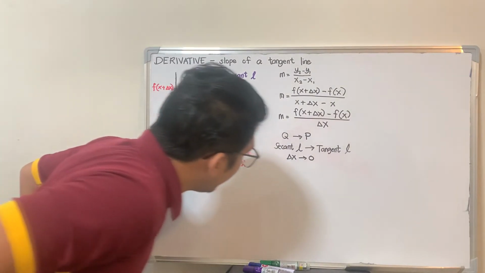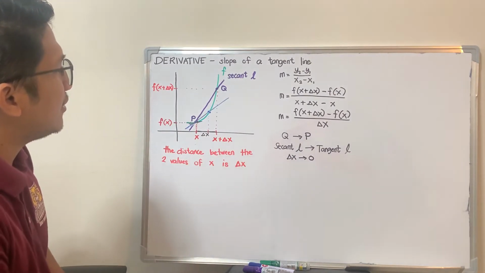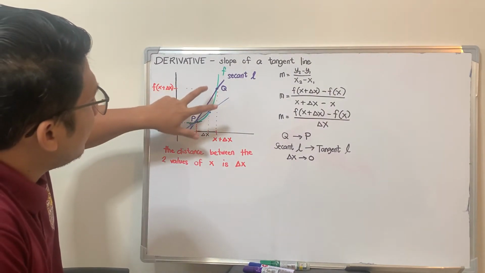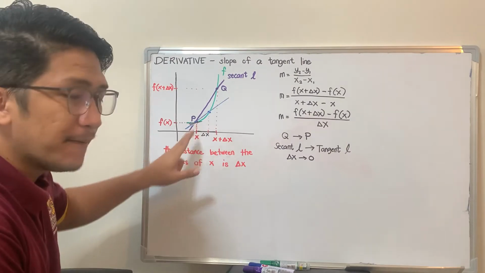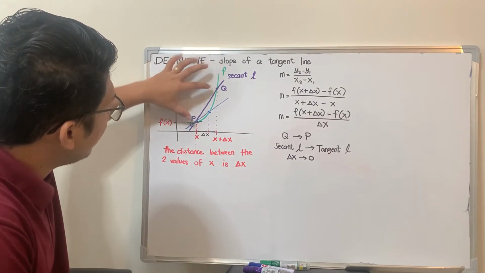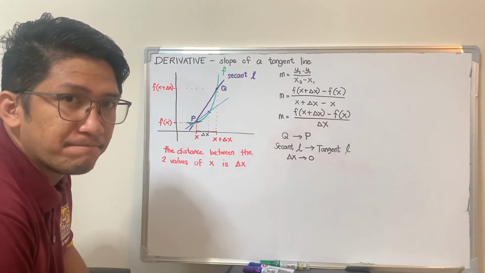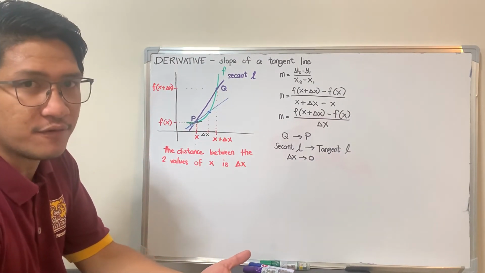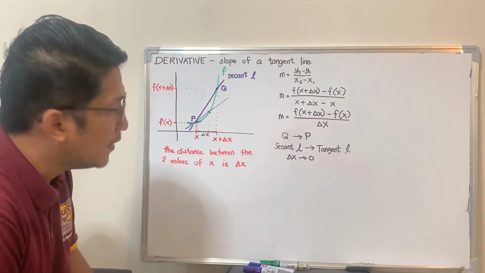Okay, so hopefully it's clear. What we did is this: we let Q be approaching P. Why? Because notice that the straight line is not representing the curved line. We are interested in the curve, not the straight line.